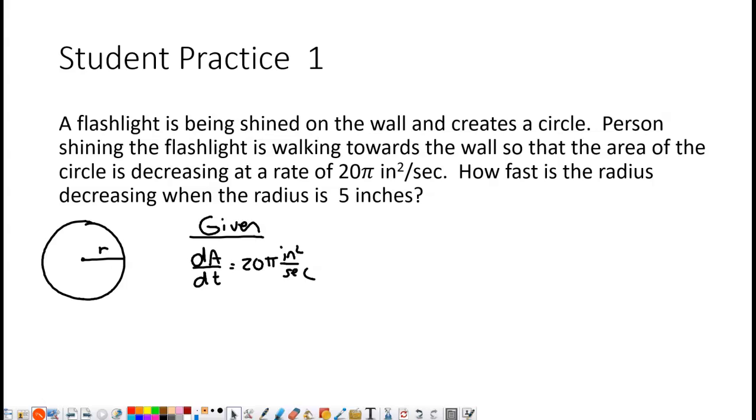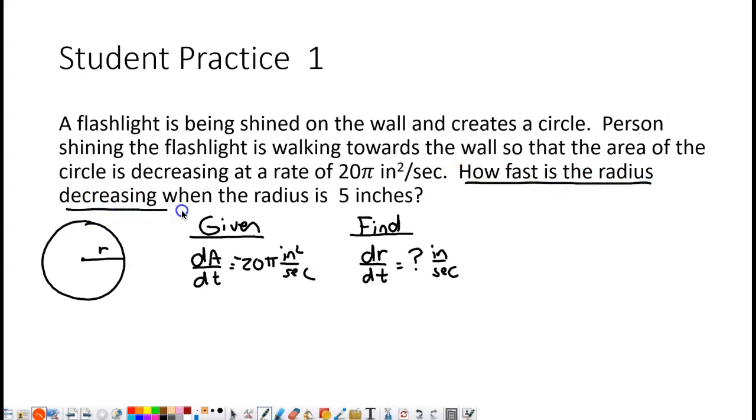They gave us the rate of change of the area with respect to time, and it's 20 pi square inches per second, and it's decreasing, right? So we should have a negative in front of our area. Okay, go ahead and try step 3, which is where you identify what rate we're trying to find. Pause the video here, and when you unpause it, you'll see the solution. So as you guys can see, we're looking for how fast the radius is changing. So that means we're looking for dr dt, and the radius is measured in inches, and the time is in seconds.